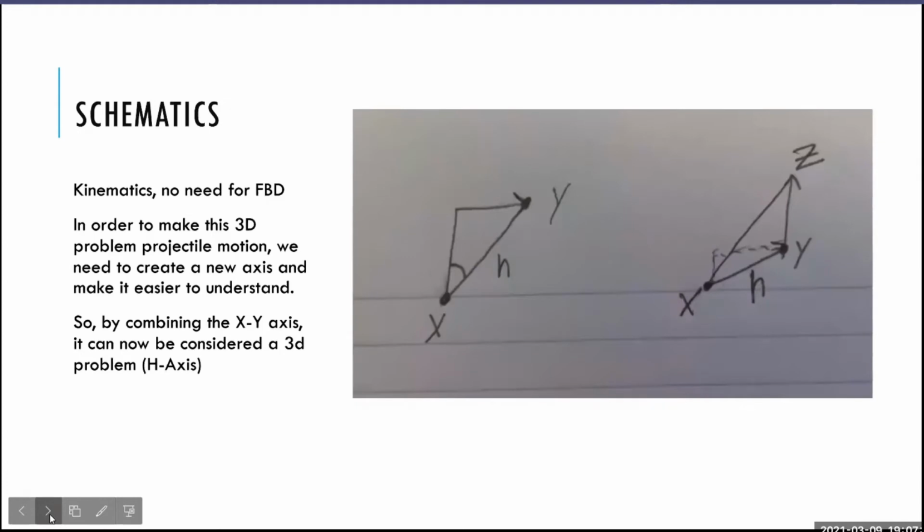And in order to make this an easier problem to solve for projectile motion, what we did was we made a new axis. And since it's a kinematics problem, we don't need a free body diagram. So by combining the XY axis, we can now use two equations for the H axis and Z axis. Solve for velocity.